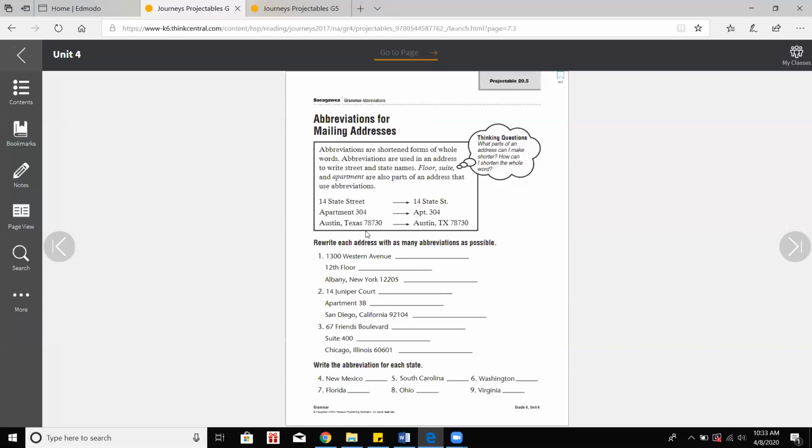Last, you have Texas. Texas is a state name. As we've mentioned, you have to take both letters in capital without a period, capital T and capital X, and then you have your zip code. So let's try this one.